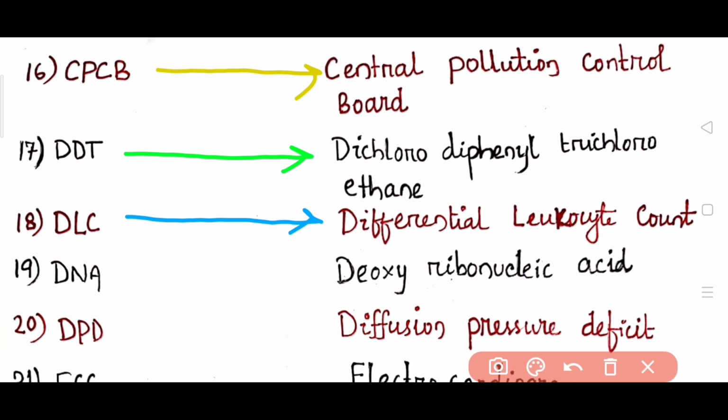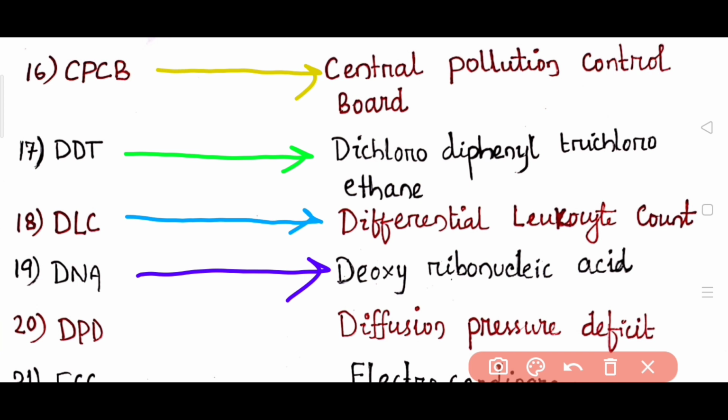Then DNA. The full form of DNA is deoxyribonucleic acid. It is the chemical name for the molecule that carries genetic information in all the living things. It also stores information for making other large molecules which is known as proteins.